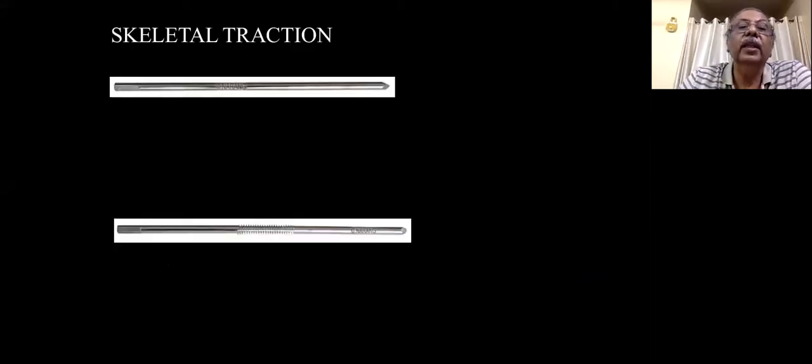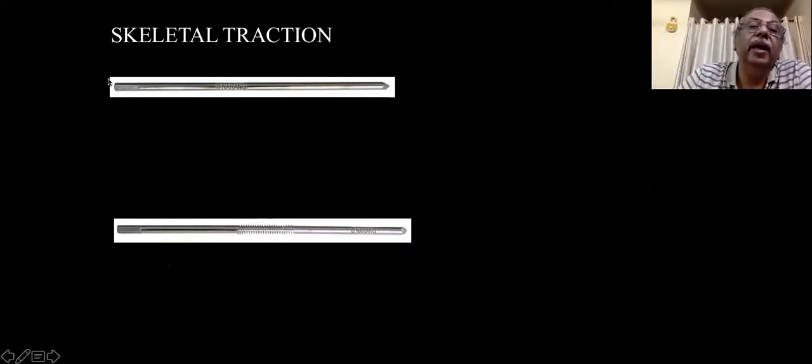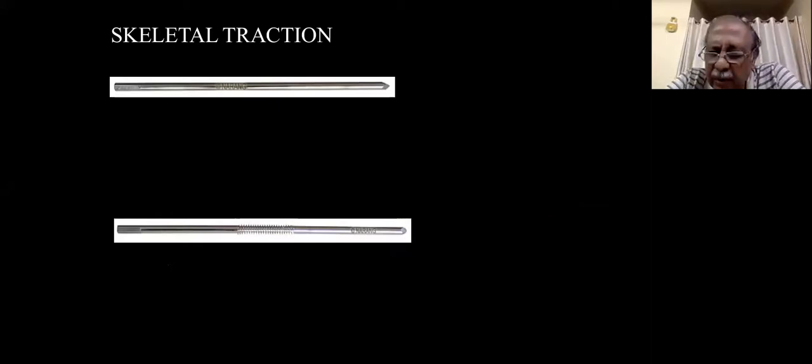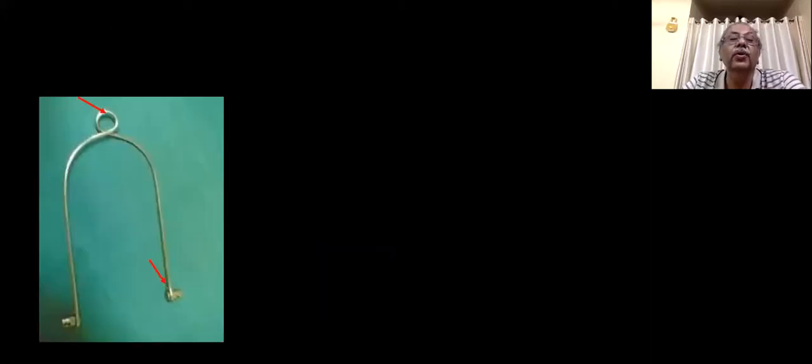So the next question is, what is the difference between a Steinman pin and a Denham's pin? This is the Steinman pin. The Denham's pin has a thread in the middle. You can see the thread here. The use of this thread is that it gives much more purchase inside the bone, so it is used mainly in osteoporotic patients. So Steinman pin and Denham's pin are the two types of pins commonly used. The Steinman pin is commonly used, but the Denham pin is used in cases when there is osteoporosis.